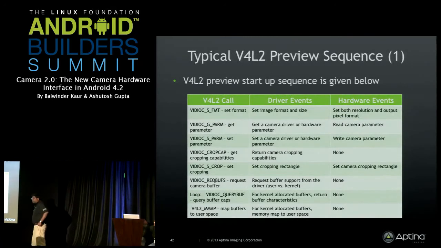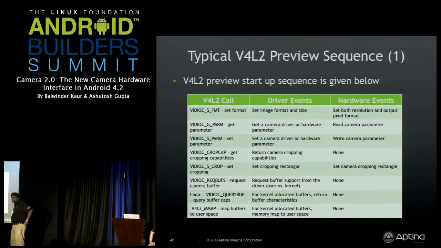So this is just the call sequence of the calls that you have to follow in the V4L2 framework to get the preview out. Some of them are mandatory, some of them are optional. So let's just concentrate on some of the important ones. First thing is set format. Here you set the image format and the size. Here you say what kind of color format you are dealing with and what the frame sizes will be.